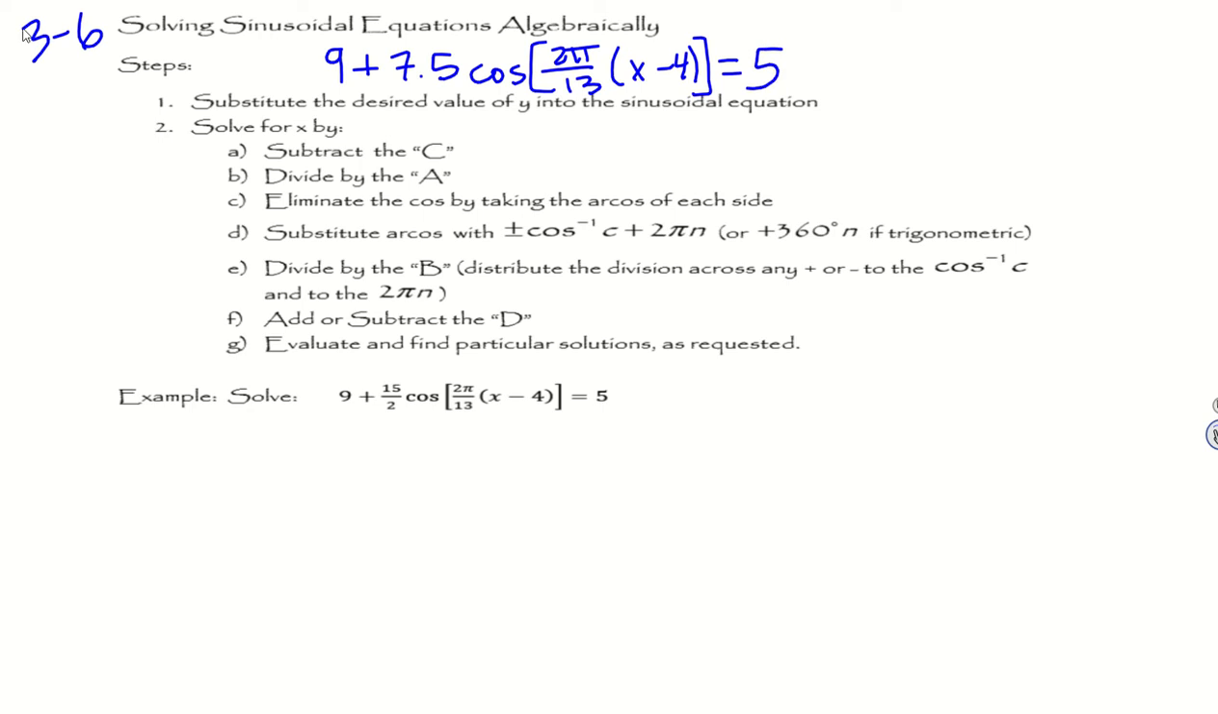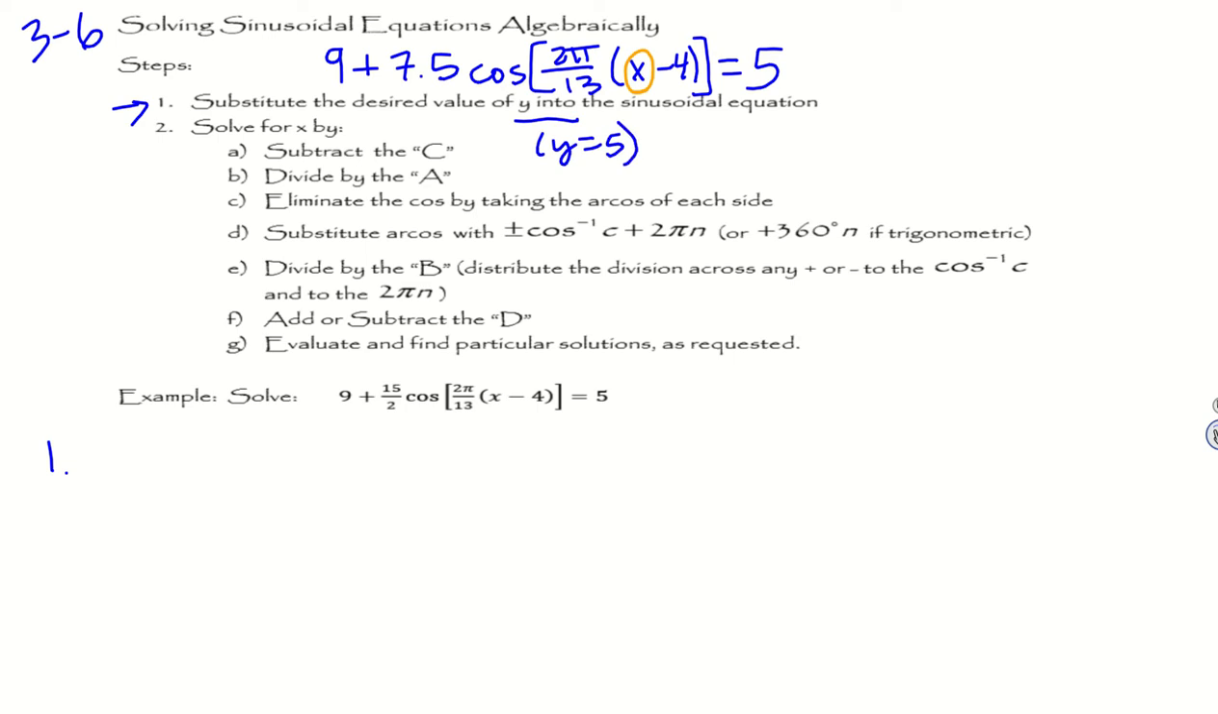So we're going to solve that equation algebraically, remembering that whenever we solve an equation, our goal is to get our variable by itself, which in this case is x. So we're going to follow these steps, and I'm going to identify them as we go through. First of all, starting with step number 1, we're going to substitute our desired value of y, which in this case was y equals 5. It will be different for different problems, into our sinusoidal equation for y.